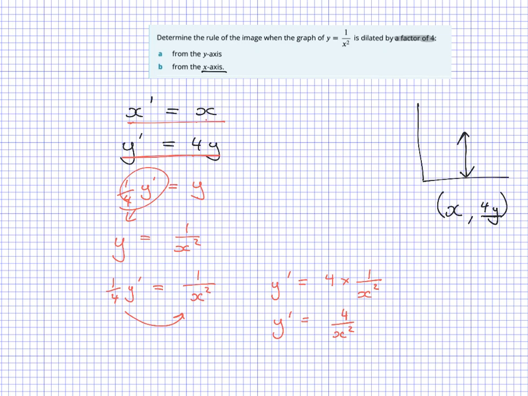So you can see there that the new rule looks similar to the one in the previous, when dilated from the y-axis, but it's a factor smaller, isn't it? The other one was y image equals 16 over x squared. So you can see there's a bit of a difference there. The important things you've got to remember is that dilation from the y-axis happens horizontally and affects the x value. Dilation from the x-axis happens vertically and affects the y value. And then you have to remember to rearrange to become y equals, because the graph you've been given is always in the form y equals. I hope that makes sense.